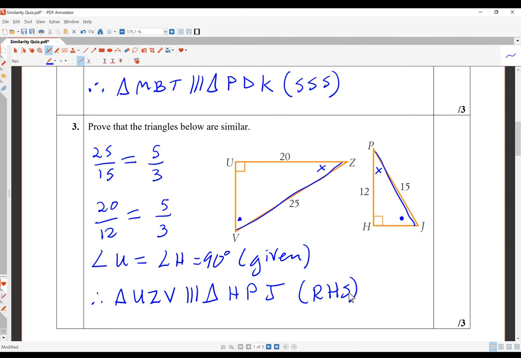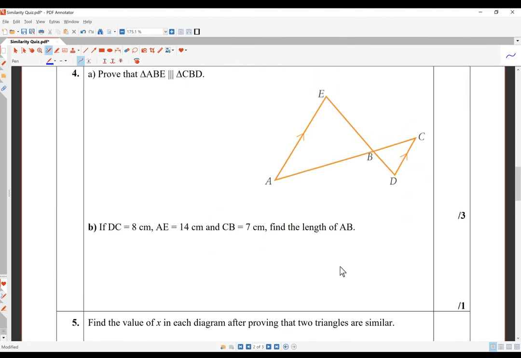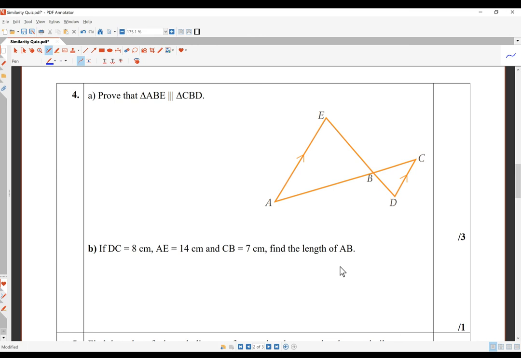Okay, so let's have a look at the next question. Number 4. Got to prove that those two triangles are similar. So we'll start off by saying that this pair of angles here are equal, okay, because they're vertically opposite. So we're going to say angle EBA equals angle CBD.